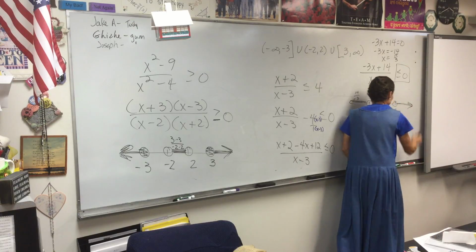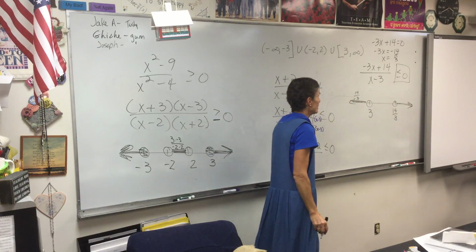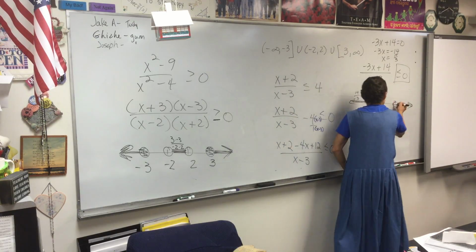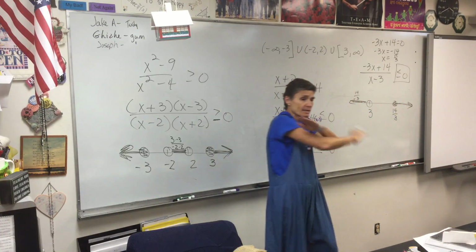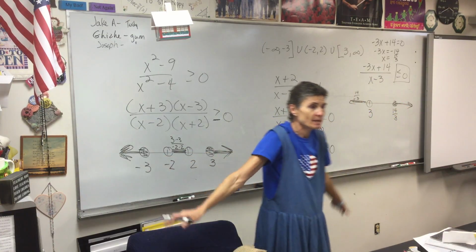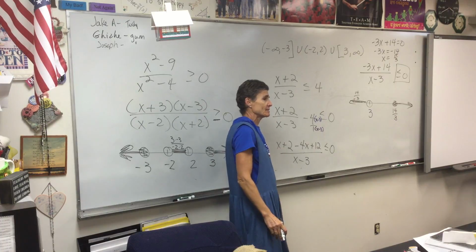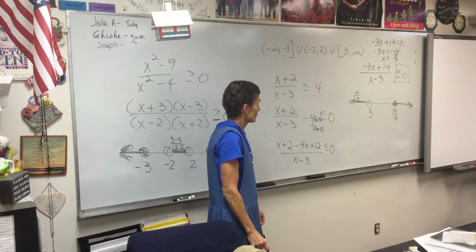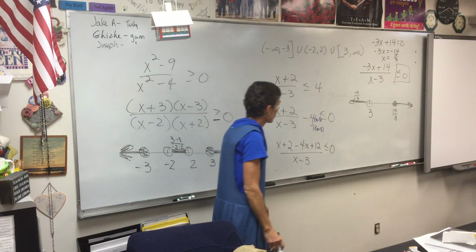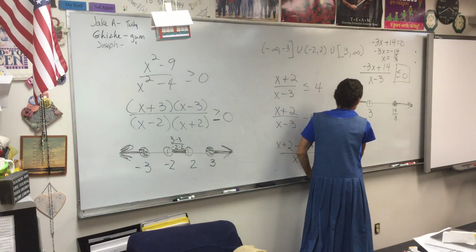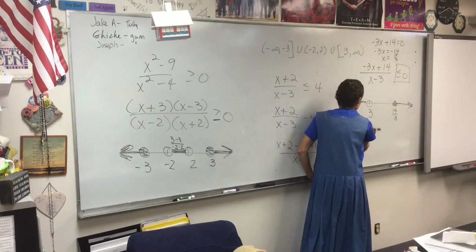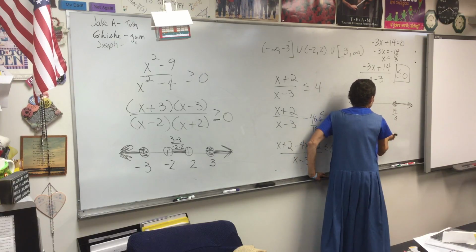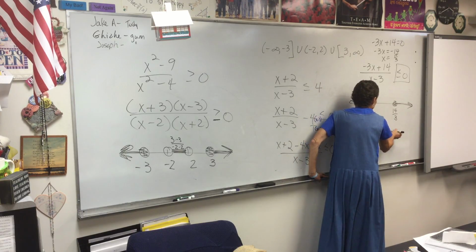Should I color in any of these dots? The numerator dot's going to get colored in. How about that 3? Never. Denominator dots: if you have a dot that comes out of the denominator, it will never be colored in. So my answer is everything from negative infinity to 3, or from 14 thirds to infinity.